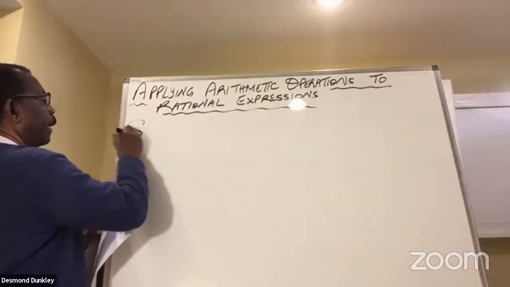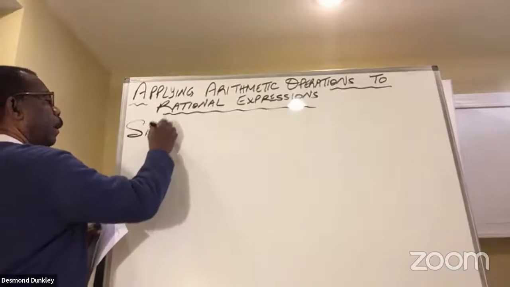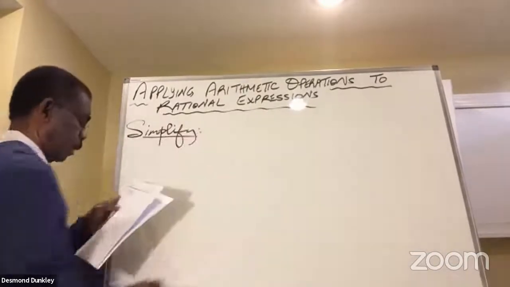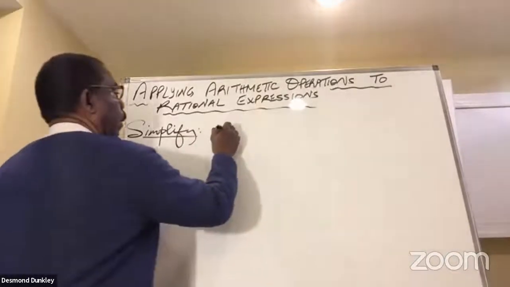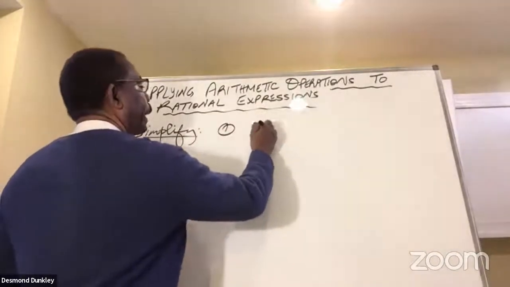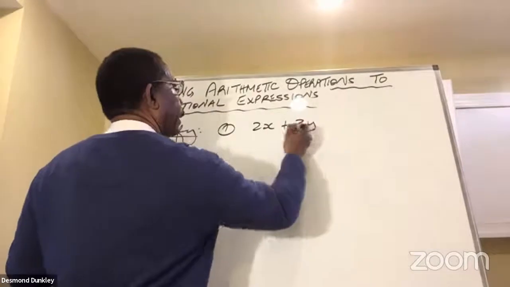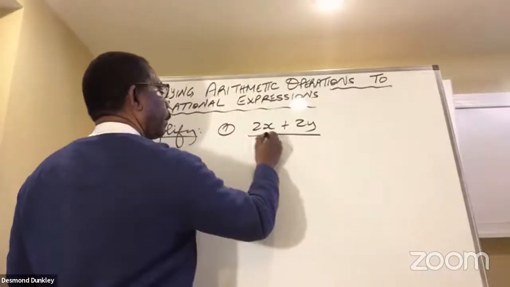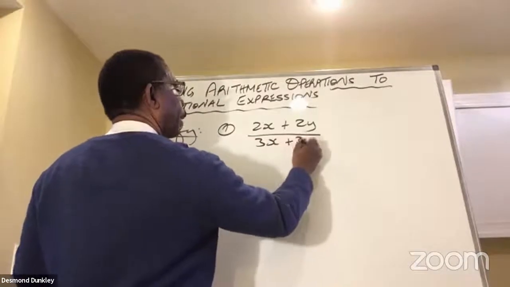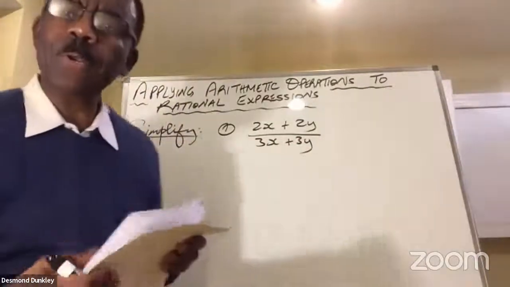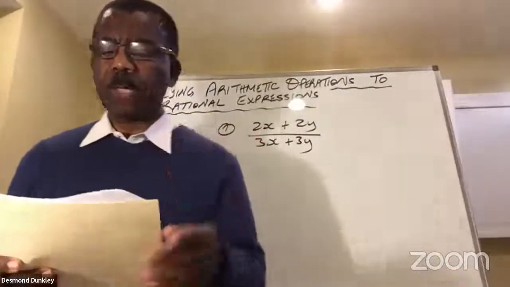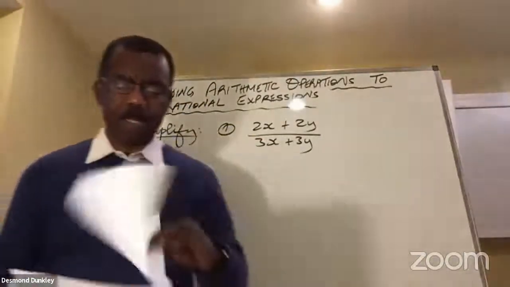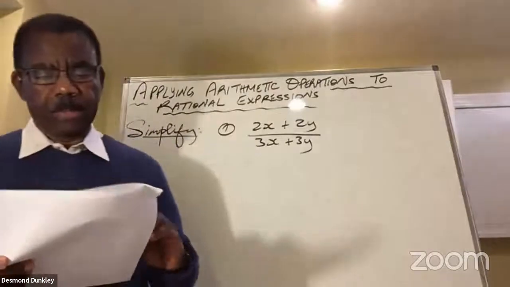Let's do simplify. One, 2x plus 2y over 3x plus 3y. As I told you, I'm going to go easy as ever, slow it all the way down, and then see how it works, okay? So let's see how this one goes.